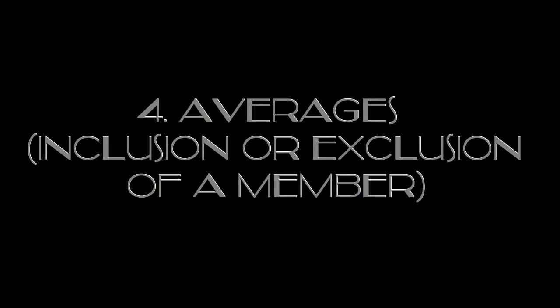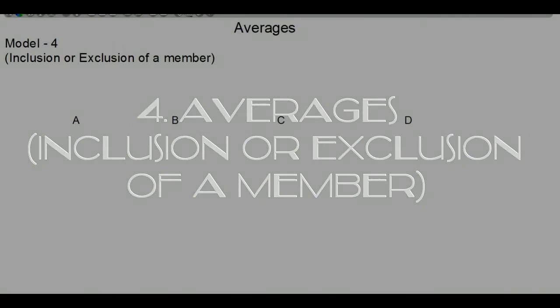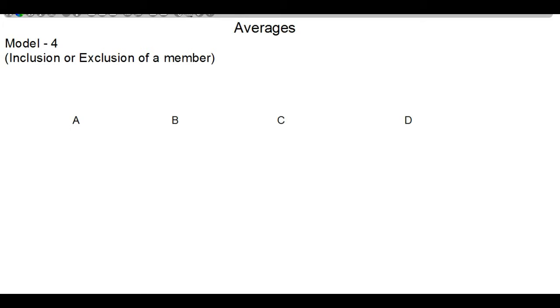Let us now understand the fourth model from averages where a new person joins or leaves the group. But to solve these type of questions, we first need to understand some important points related to average. Let us understand that. Let us assume there are 4 persons A, B, C and D and their weights are given as 32 kgs, 46 kgs, let's say C's weight is 25 kgs and D's weight is 57 kgs.